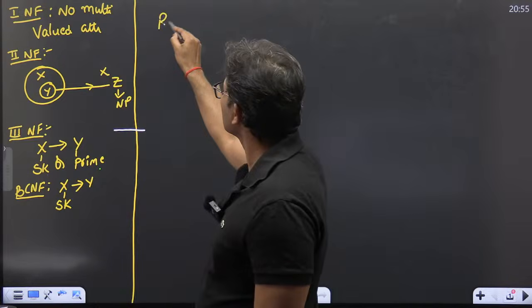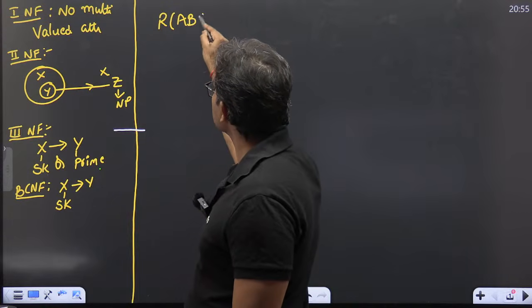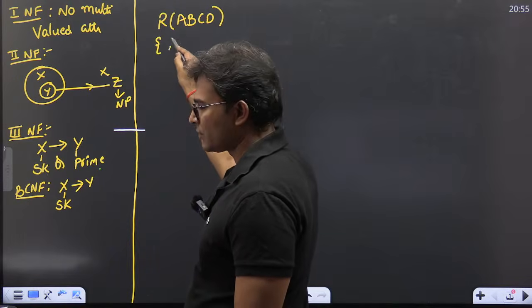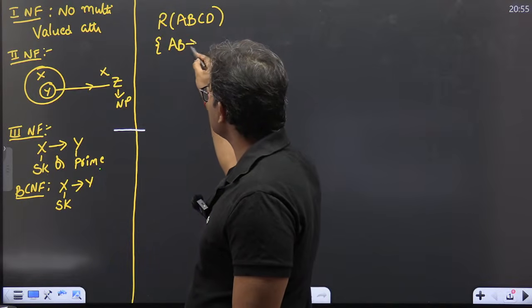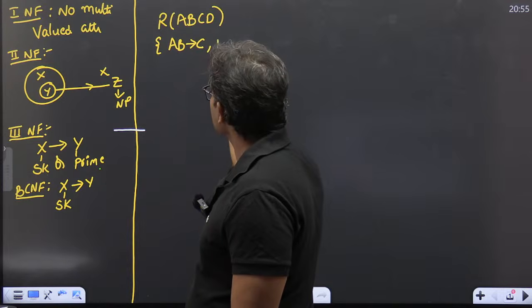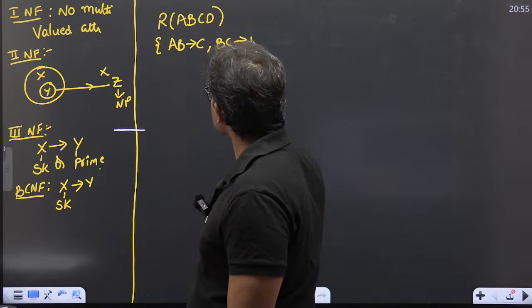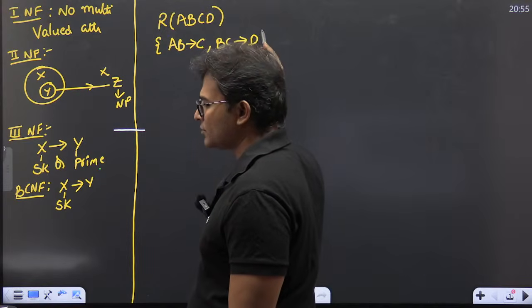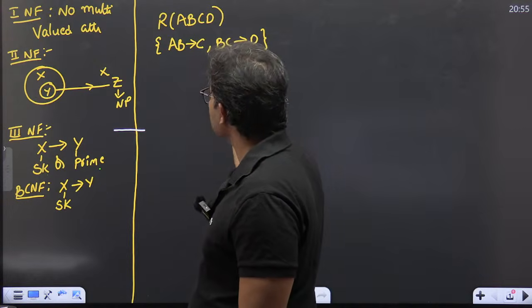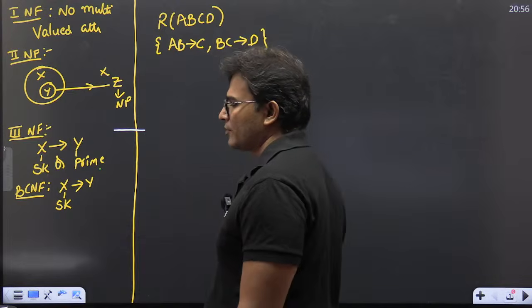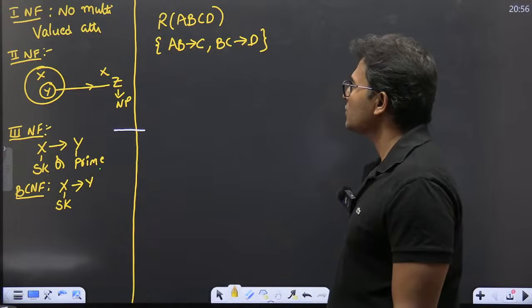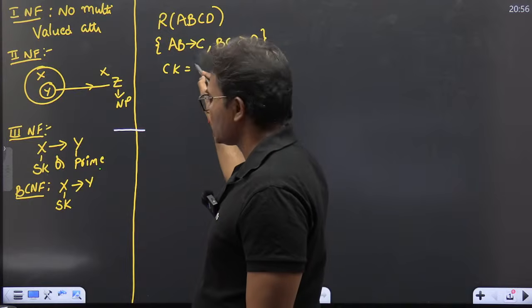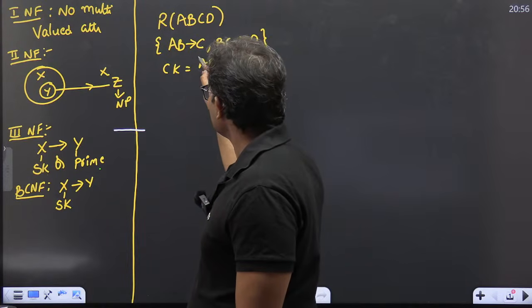The attributes are A, B, C, D, and the functional dependencies are AB determines C and BC determines D. Now, I will also give you the candidate key here. The candidate key is AB.